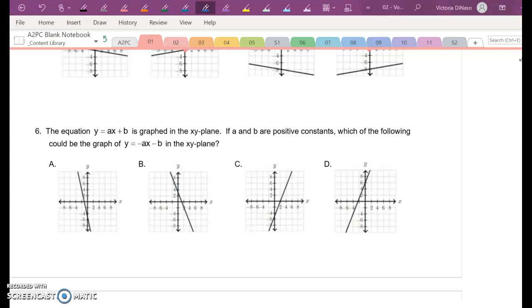Finally, number 6, we are given the equation y equals ax plus b is graphed in the xy plane. A and b are positive constants, which of the following could be the graph of y equals negative ax minus b in the xy plane. So because we went from positive to negative, I need a negative y-intercept and a negative slope. Therefore, my only answer is A.